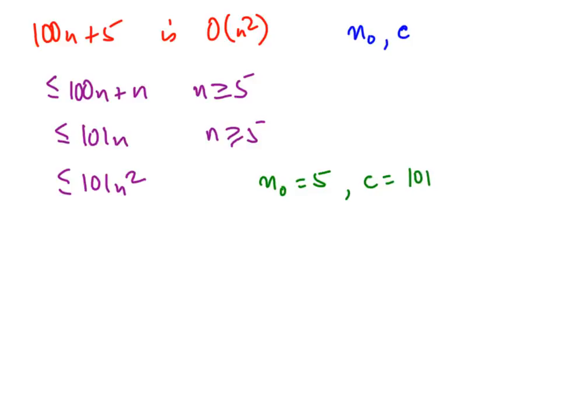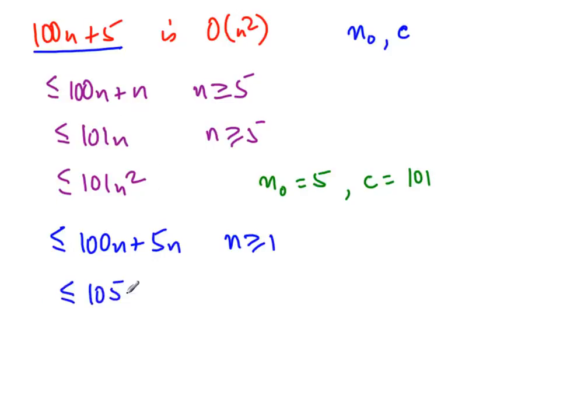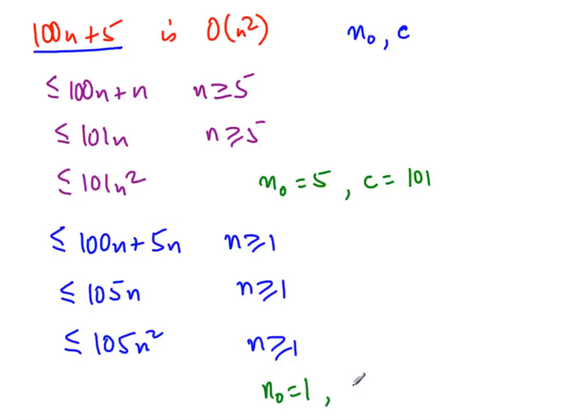Right? So this is one way of showing that 100n plus 5 is big O of n squared, but this is not the only way. We can use a different simplification. So for example, we can say this is also less than 100n plus 5 times n, provided n is bigger than or equal to 1. You can verify that this is true, because 5 into something bigger than 1 will be bigger than 5. And now we can combine this and get this is smaller than 105 times n for n bigger than or equal to 1. And so this is now going to be less than or equal to 105 times n squared for the same reason, for n bigger than or equal to 1. So we have a different way of establishing this for n0 equal to 1 and c equal to 105.